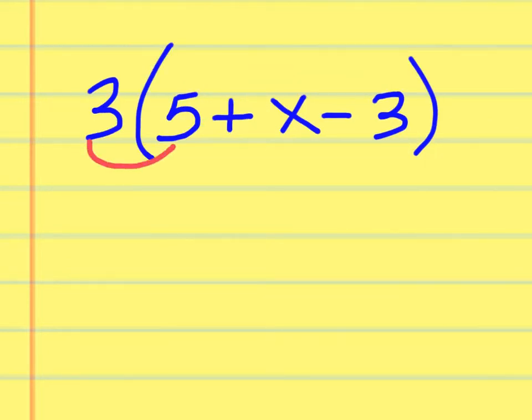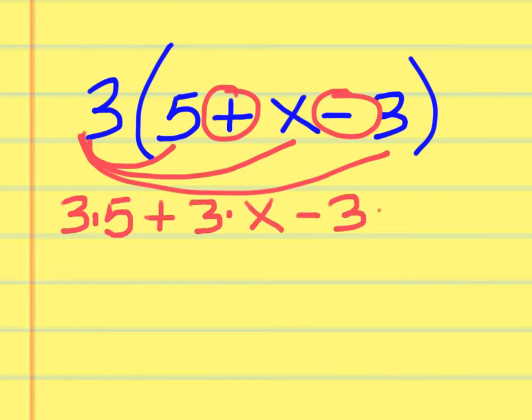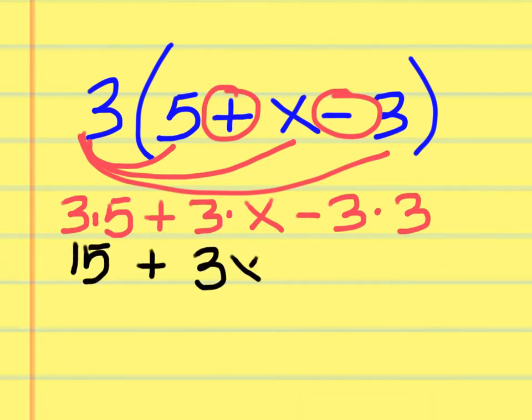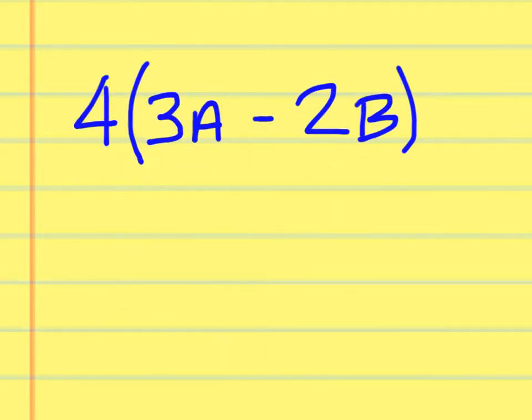Let's multiply 3 by 5, 3 times x, and 3 times 3. Don't forget these signs in here as well. So 3 times 5 plus 3 times x minus 3 times 3. That is 15 plus 3x minus 9. You can simplify 15 minus 9 to come up with 6. And it's a positive 6, so it's plus 6. 3x plus 6.